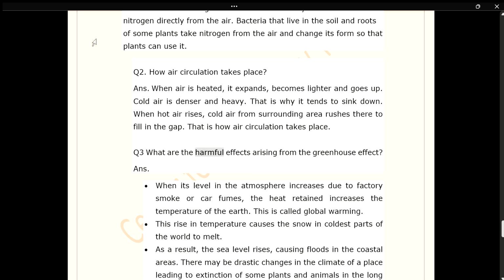Q3. What are the harmful effects arising from the greenhouse effect? Ans. When its level in the atmosphere increases due to factory smoke or car fumes, the heat retained increases the temperature of the earth. This is called global warming. This rise in temperature causes the snow in the coldest parts of the world to melt. As a result, the sea level rises, causing floods in the coastal areas. There may be drastic changes in the climate of a place leading to extinction of some plants and animals in the long run.